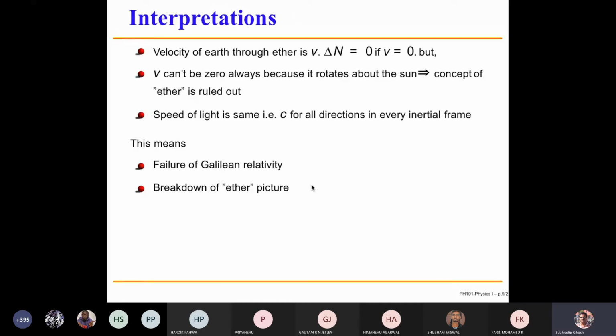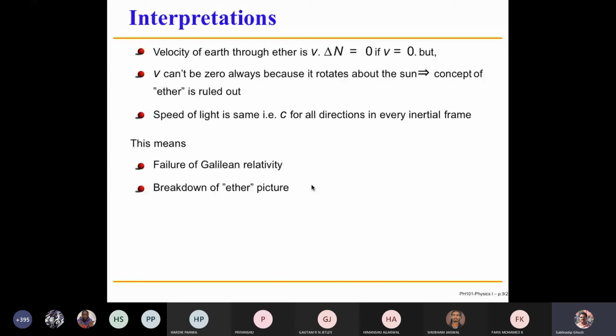But the experiment could not see a non-zero delta n. That means this changing motion through the ether would have been easily detectable by precision measurement if there was an ether frame at all. So therefore, we are making a mistake at the very beginning, at the fundamentals, that we thought that there is an eternal ether frame in which the entire universe is floating. So that challenged the concept of ether, and in fact, it effectively ruled it out.